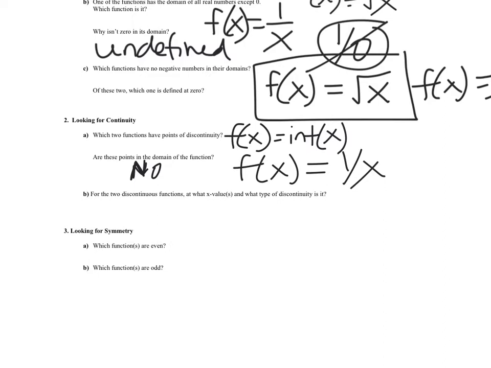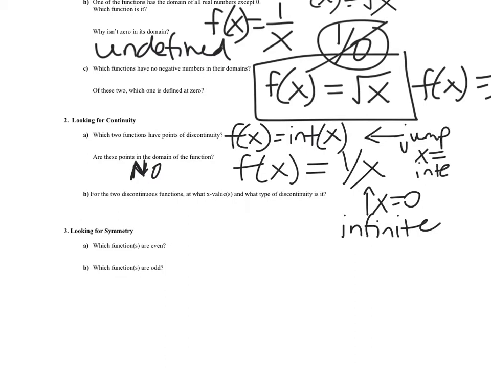All right. For the 2 discontinuous functions, at what x value and what type of discontinuity is it? We just talked about this. This one is at x equals 0. It's an infinite discontinuity. And then this one is a jump at all of the integers. X equals integers. Remember what integers are? Plus or minus 1, 2, 3, 4, and 0. Those are all integers.